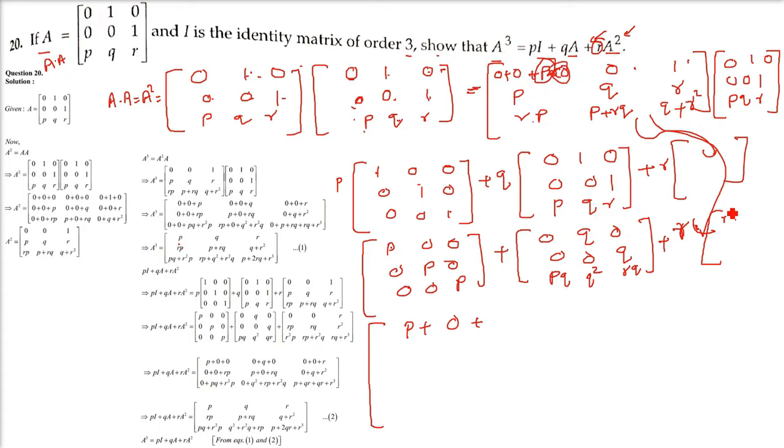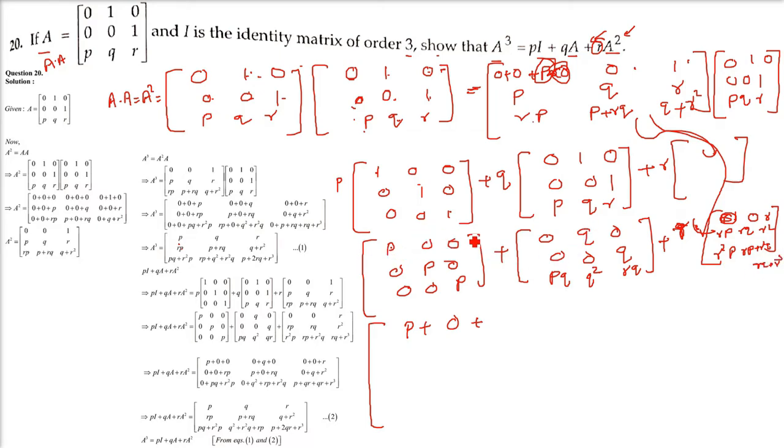So R into 0 is going to be 0 only. Then R into 0 again 0. R into 1 is going to be R. And then we have RP, and this is going to be RQ, and this is going to be R square. This is R square P, then RP plus R square Q. The third thing I am writing here, RQ plus RQ.